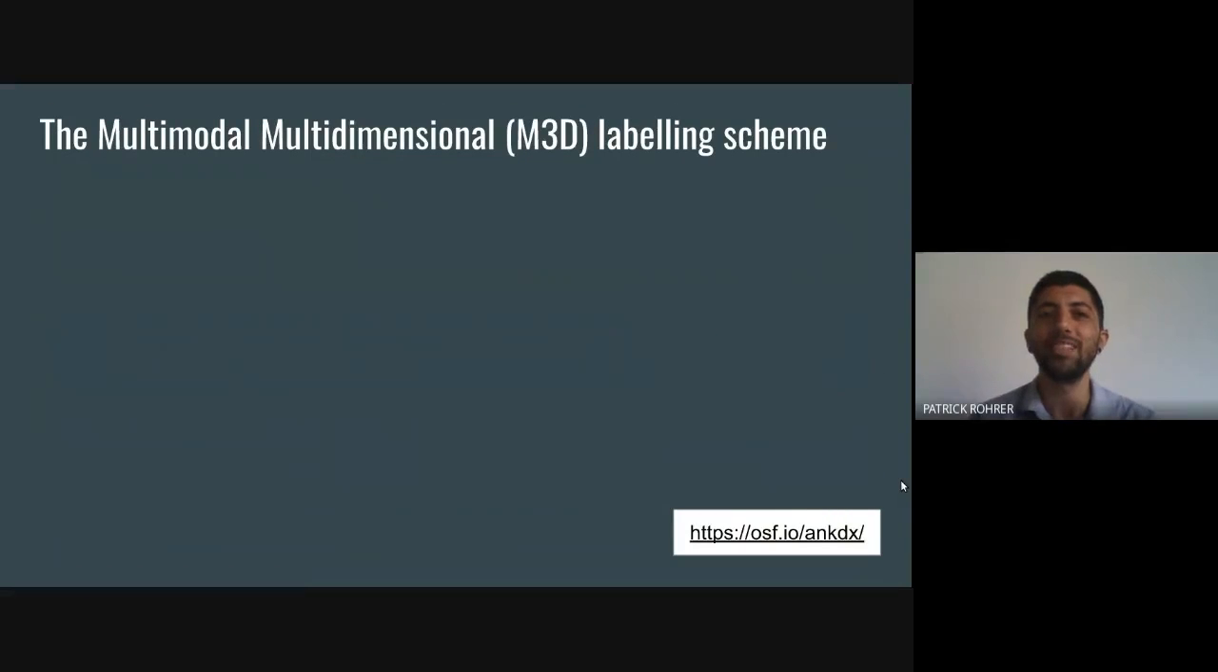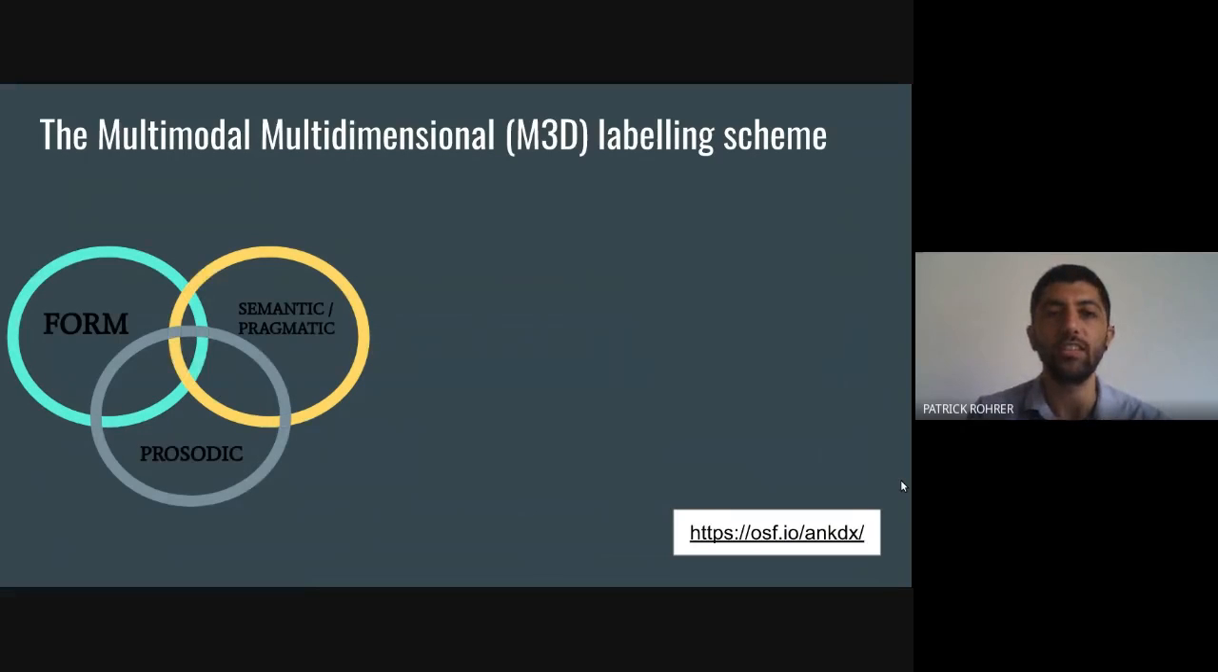So in comes the multimodal multidimensional labeling scheme, or M3D for short. M3D, the goal was to go back to the original 3 synchronies that were proposed by McNeill that I discussed before and annotate around these 3 synchronies. And so we've created essentially 3 dimensions that we think should be annotated for when looking at gestures.